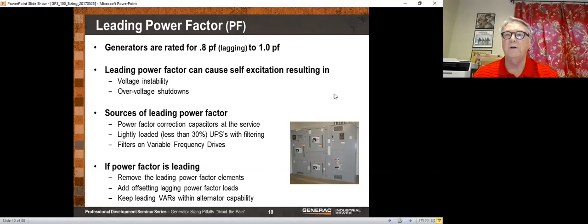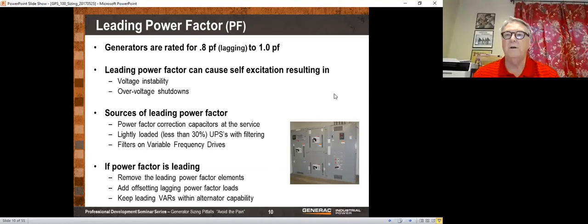Another problem that's fairly common is harmonic filters on drives. They have leading power factor when they're at lower loads. We can solve that generally pretty quickly by simply putting in an isolation contactor, or what we call a cutout contactor, on that, and that will pretty much take care of the problem.